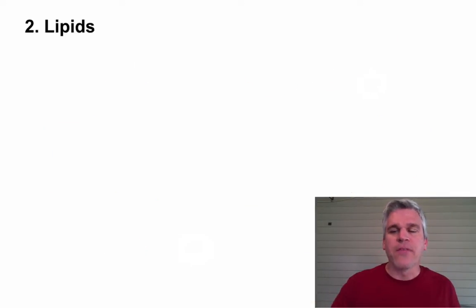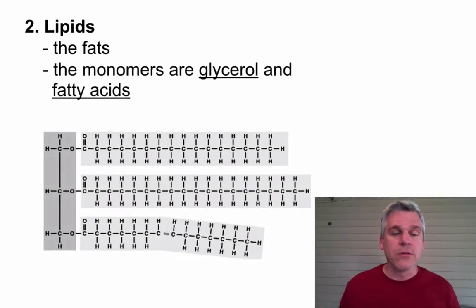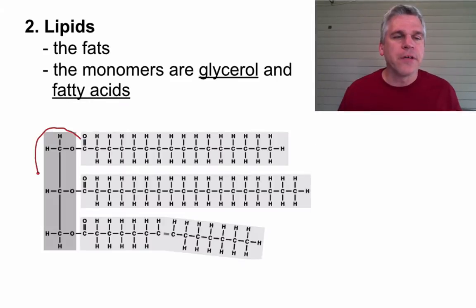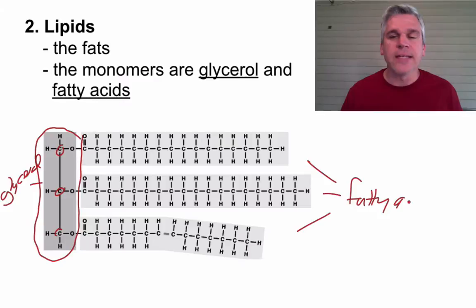The second type of organic compounds are the lipids. These are better known as the fats. And they are made up of two smaller molecules, the glycerol and fatty acids. And on our molecule, the part here that is in the dark gray, made up of, we count them 1, 2, 3 carbon atoms, that is the glycerol portion of the molecule. And then these 3 long chains, those are the fatty acids. So unlike in carbohydrates that only had 1 monomer, lipids have 2.